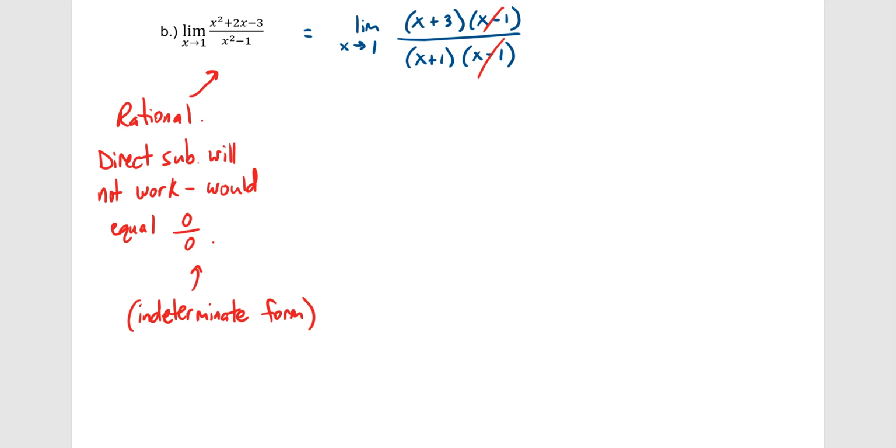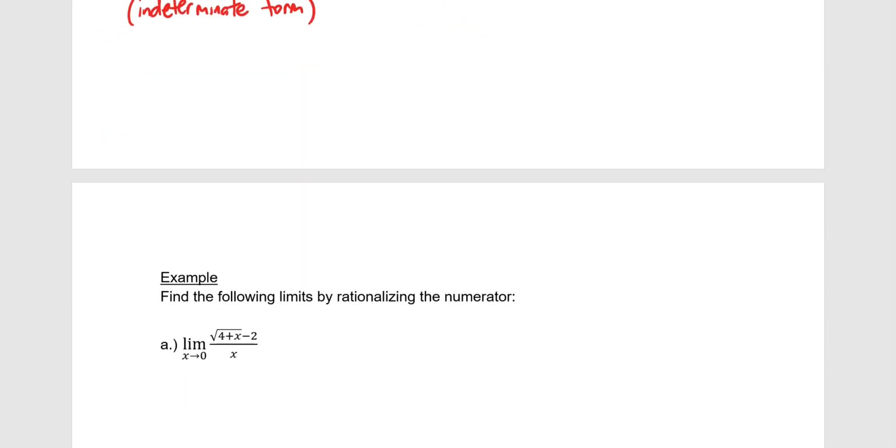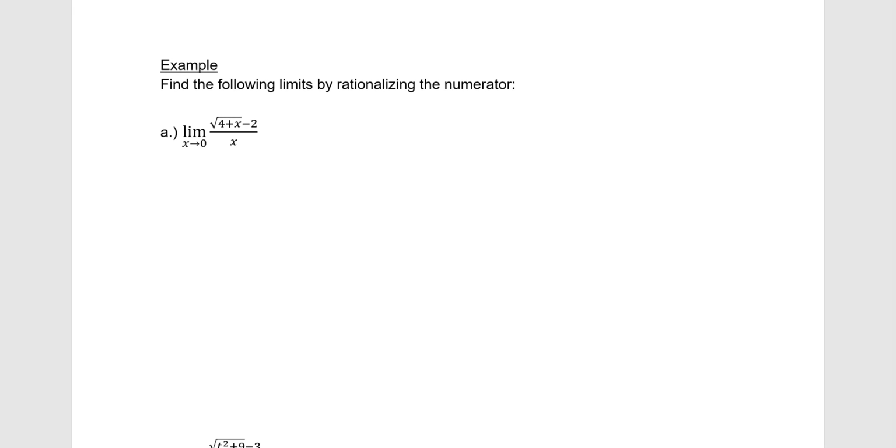We can cancel off a common factor of x minus 1. And we are left with x plus 3 over x plus 1. Now we can go ahead and use direct substitution, right? So we plug in our 1. So that's 1 plus 3 over 1 plus 1. That gives us 4 over 2, which is 2. Okay, so that is solving these using the factoring method.